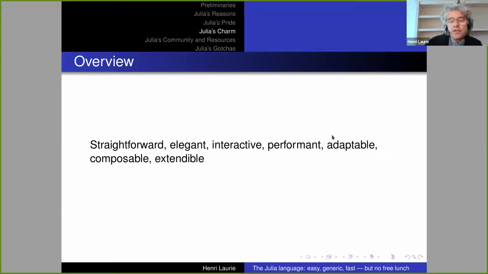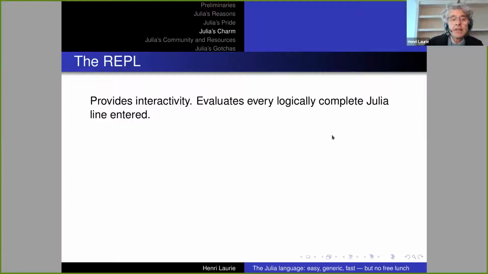The overview is that Julia is very straightforward to read, write and use. It's elegant, and it's very interactive in a very pleasurable way. It's highly performant, very adaptable, very composable, and very extendable. This is what makes Julia a really charming language, and why you find people doing really pleasant things. The REPL is what provides the interactivity.